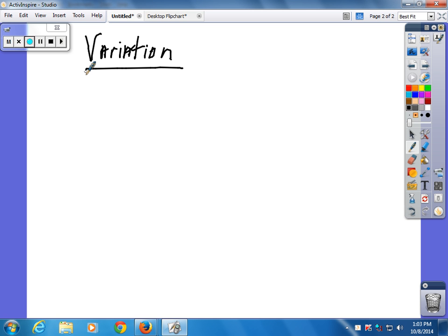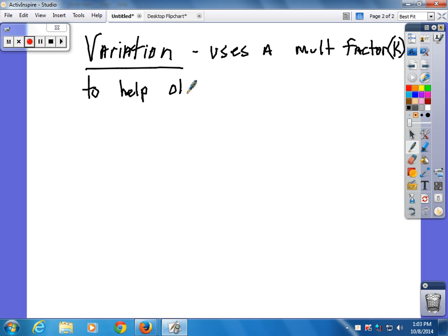Variation basically uses a multiplying factor, and the multiplying factor is called K. Remember that, K. Multiplying factor to help obtain a result. All right?